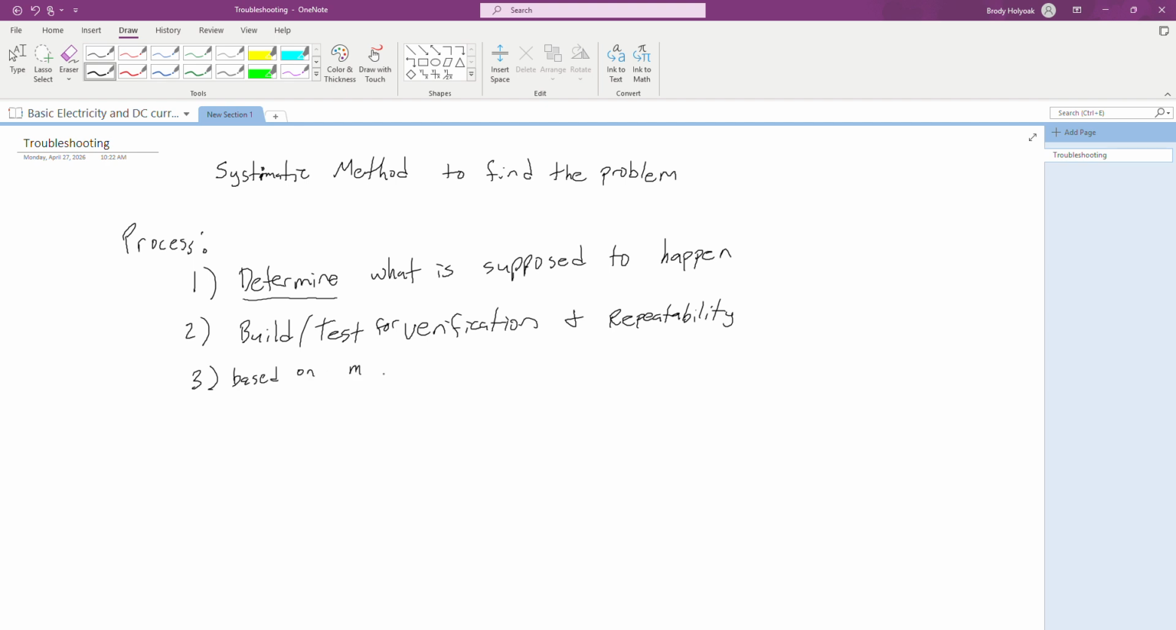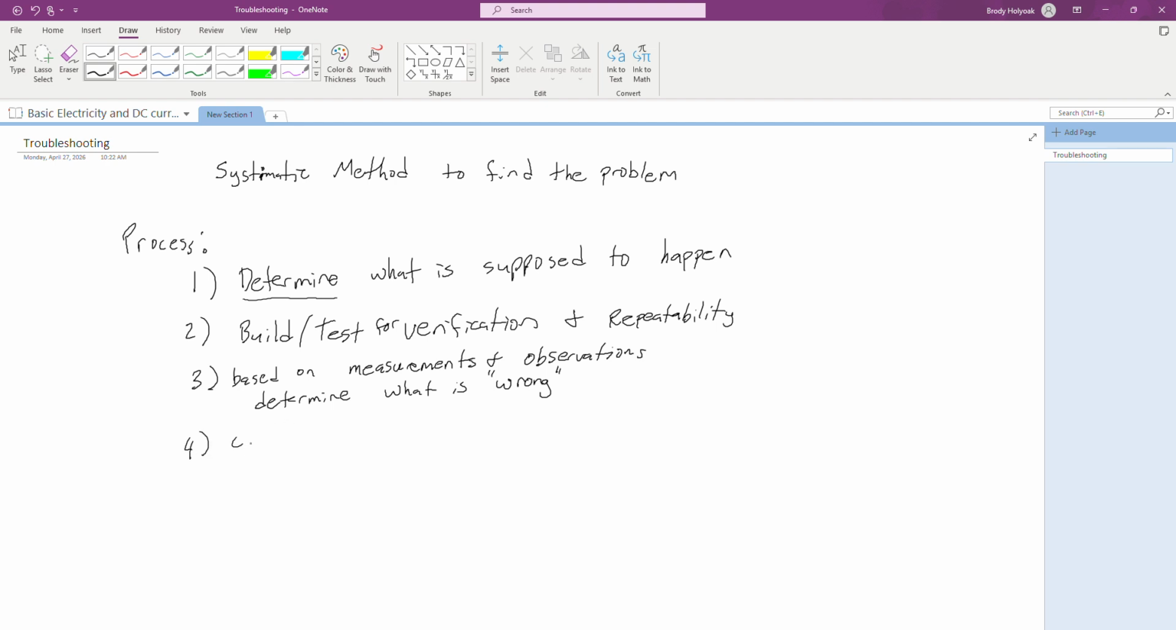on measurements and observations, we determine what is wrong. And I'm going to put what is wrong in quotes here because sometimes what we're looking at isn't the right part, and so then we have to reevaluate. So based on measurements and observations, determine what is wrong.